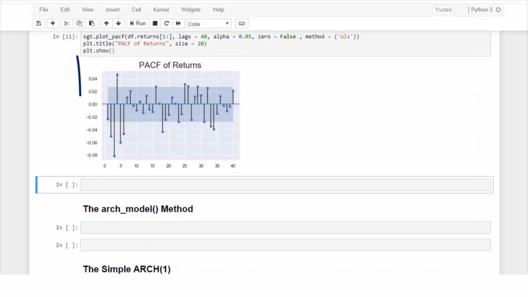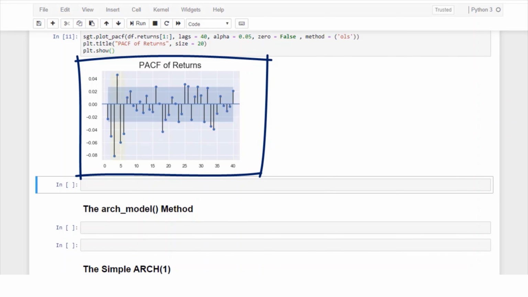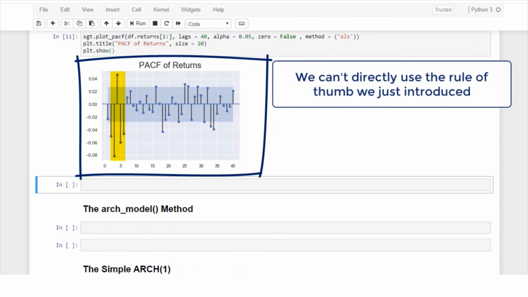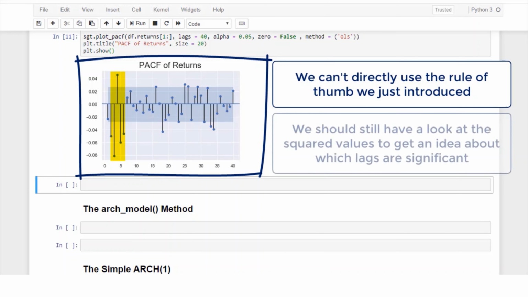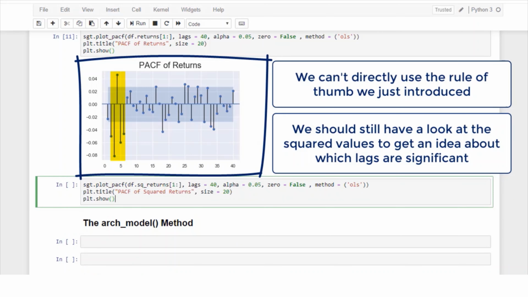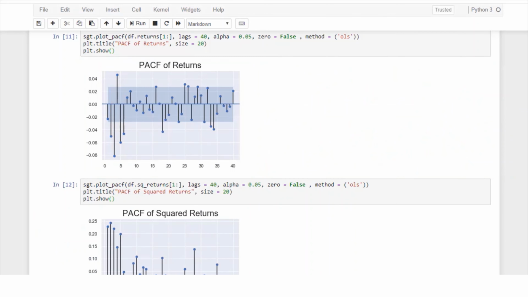We've already seen the PACF plot for returns, where the first several lags were significant. Therefore, as much as we want to, we can't directly use the rule of thumb we just introduced. Regardless of that, we should still have a look at the squared values to get an idea about which lags are significant. That way, even though we aren't getting the suggested number of lags, we're still gaining valuable insight on how the data performs.